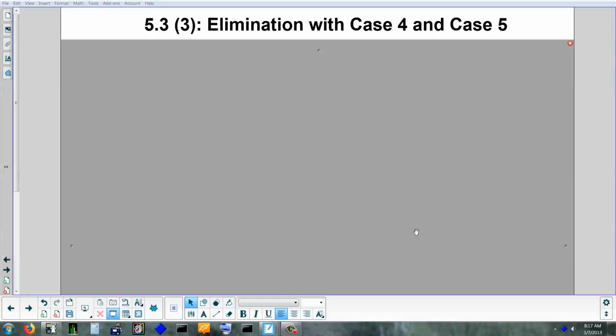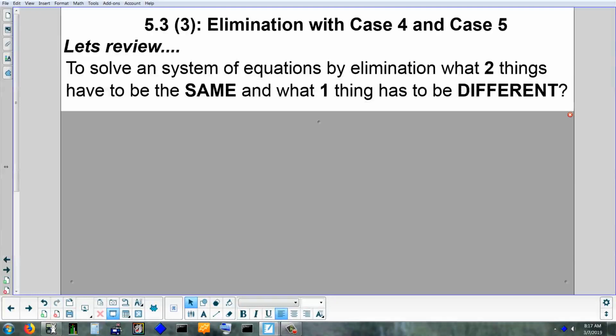Okay, so we'll finish up 5-3 today. Still doing the same thing, just cases 4 and 5. So remember, when we're solving with elimination, 2 things have to be the same, 1 thing has to be different. The 2 things that are the same are the what and the what? Letter and the number. And the thing that's different? The sign. That's the goal every time.